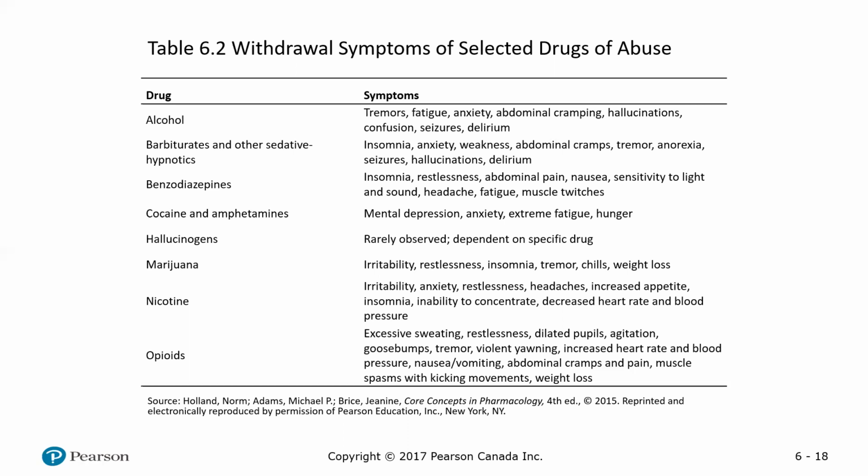And then remember one or two special symptoms, like muscle twitches in benzodiazepines. In cocaine it is hunger, right? In nicotine, it's increased appetite, decreased heart rate, decreased blood pressure. So point out some that are similar to others, and some that are special to the particular drug. This is how you can remember them.